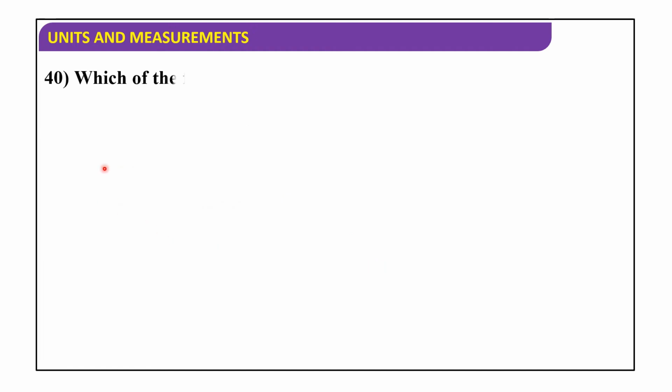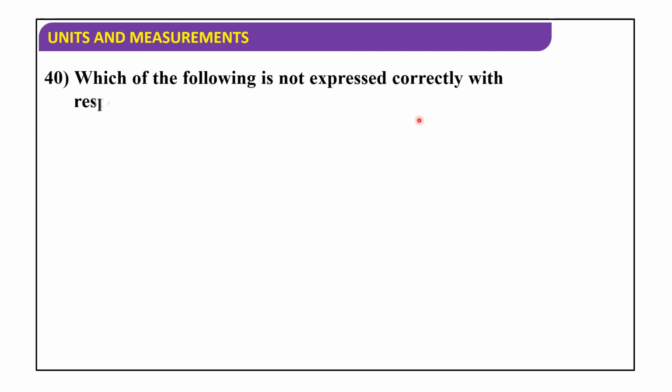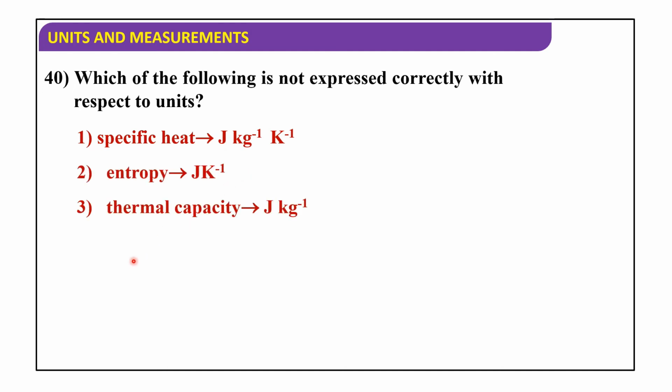Next, which of the following is not expressed correctly with respect to units? Specific heat, entropy, thermal capacity, temperature gradient. Which of these four is not expressed correctly? Thermal capacity is not expressed correctly.